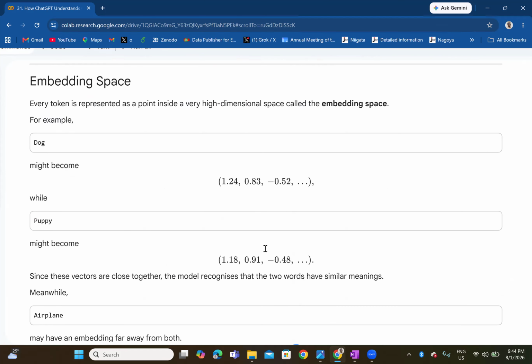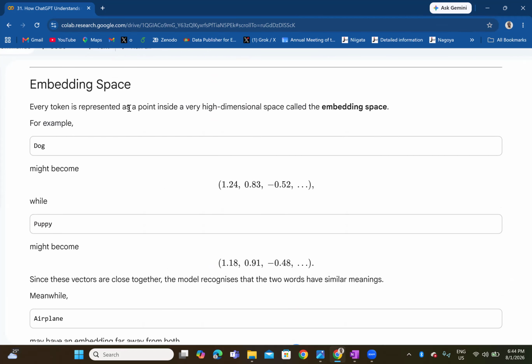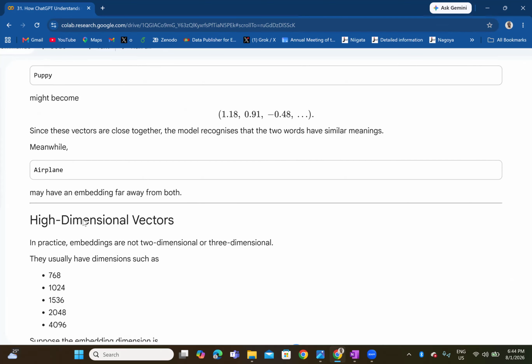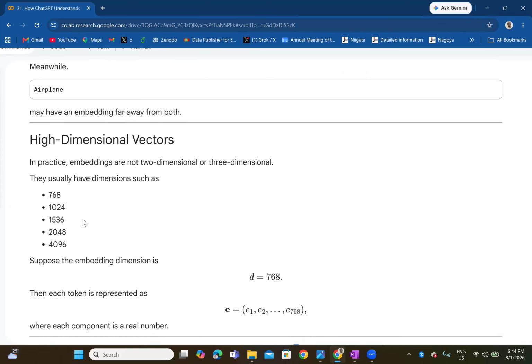So then you talk about the embedding space. Every token is represented as a point inside a very high dimensional space called the embedding space. For example, dog might become [1.24, 0.83, -0.52, ...], while puppy might become [1.18, 0.91, -0.48, ...]. You can see they are similar. Since these vectors are close together, the model recognizes that the two words have similar meanings, dog and puppy. Of course, puppies are baby dogs, so to speak. Meanwhile, airplane may have an embedding far away from both dog and puppy.